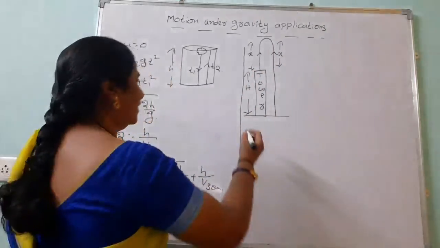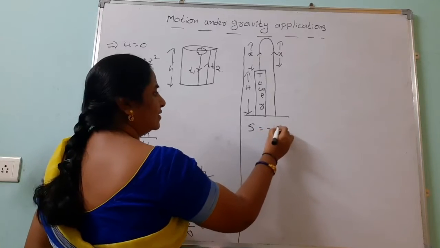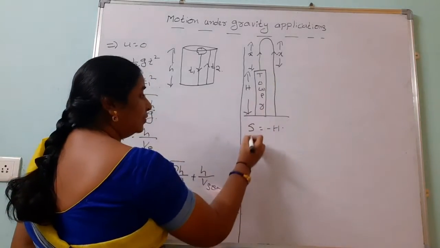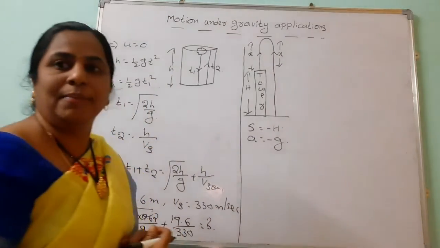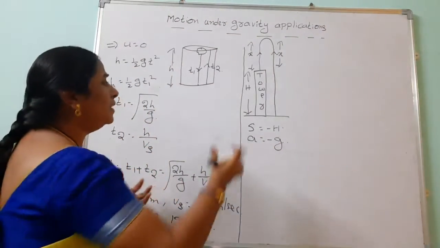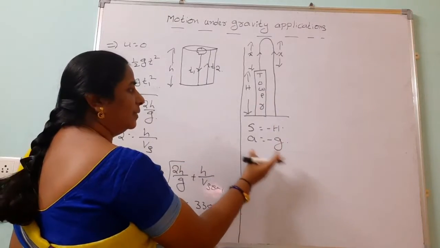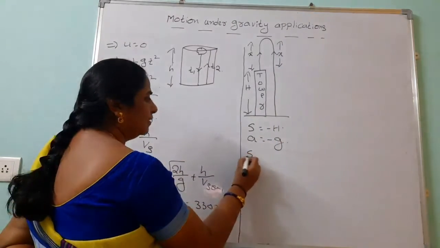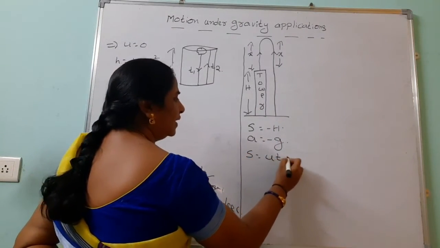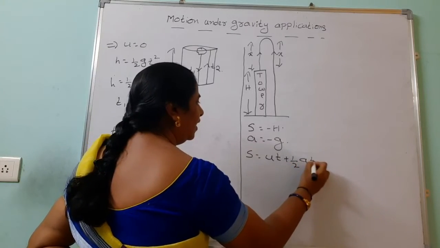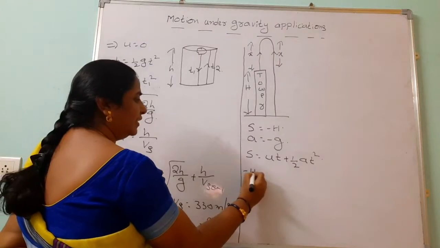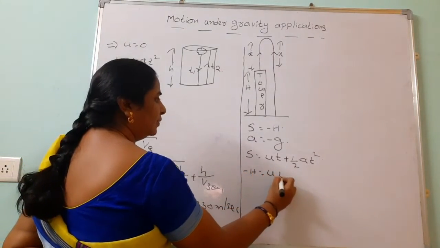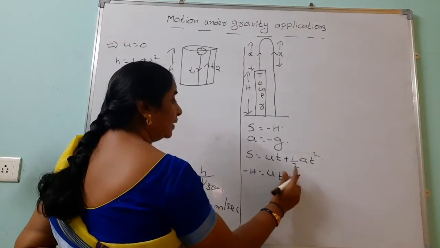So displacement we take S equals minus H, and since this is projected vertically upwards, a equals minus g. Then how much time will it take to reach the ground? We can use the simple formula S equals ut plus half at square. But instead of S, we take minus H, and this is the ut, plus half a t square.